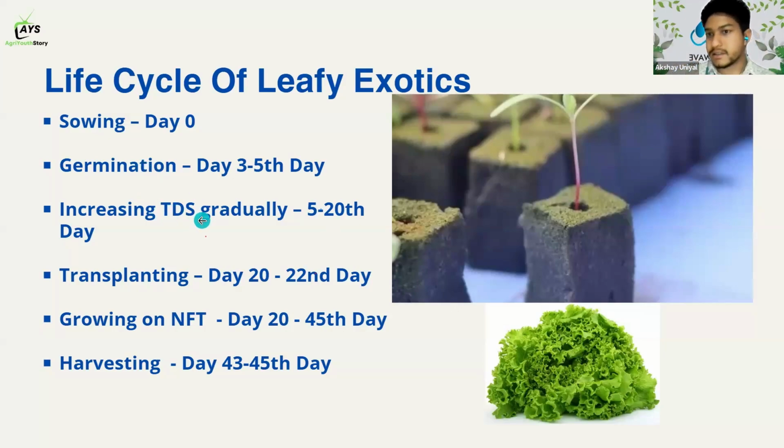Now, with TDS, there's also one more parameter that is called EC, that is electrical conductivity. But for the ease of understanding, let's just assume that there is only one factor here, that is TDS. It will be easier to understand TDS, or ppm, parts per million, that is even easier to understand.